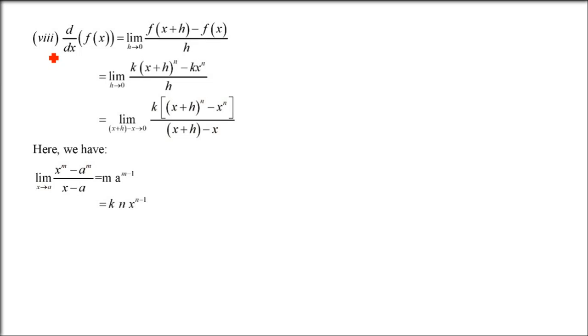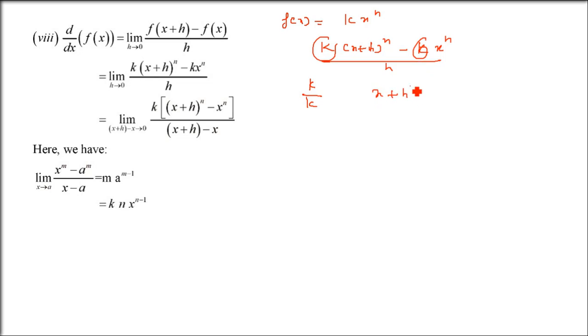And this is the 8th one, kx raised to n. So you have f(x plus h) minus f(x) by h. What is f(x)? kx raised to n. So we have k(x plus h) to the power n minus k x to the power n divided by h. Now k you can take outside. So this k by h, and now we have (x plus h) to the power n minus x to the power n. Now you have the denominator h.